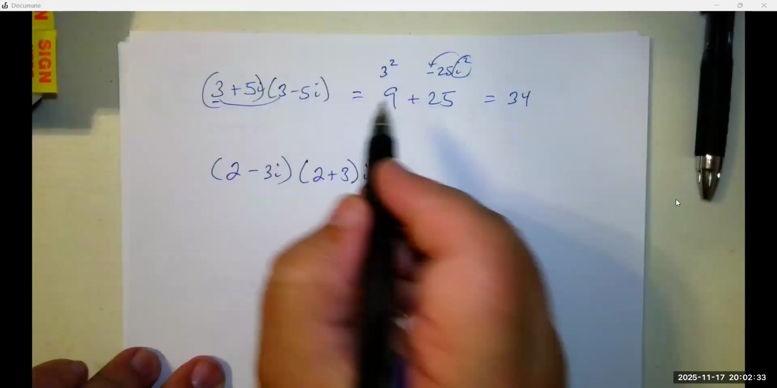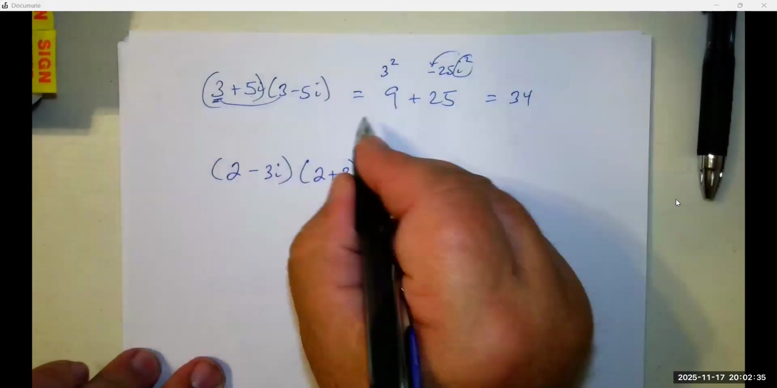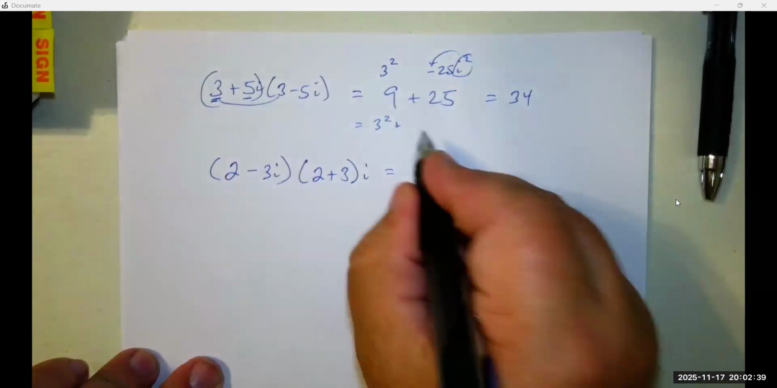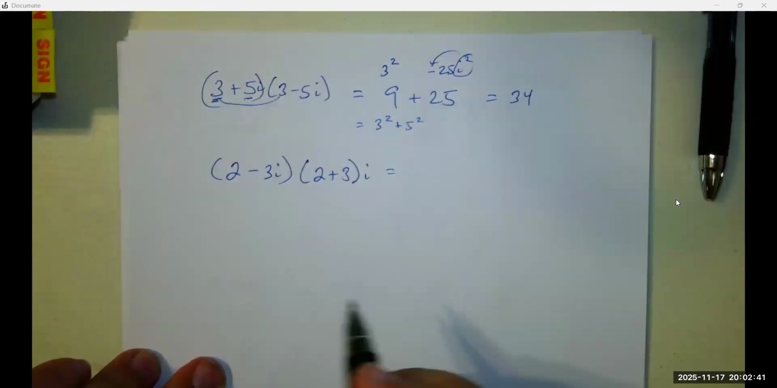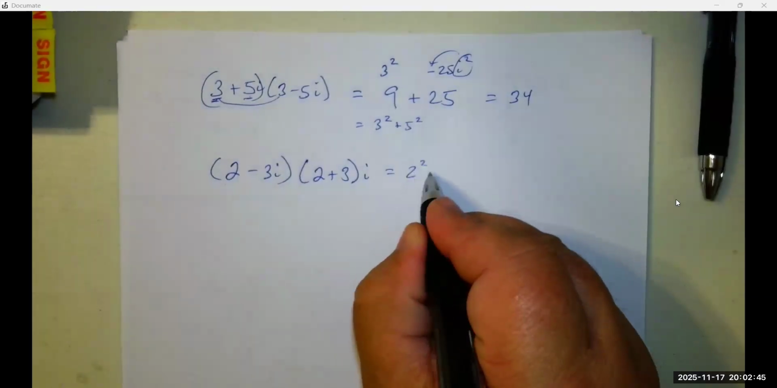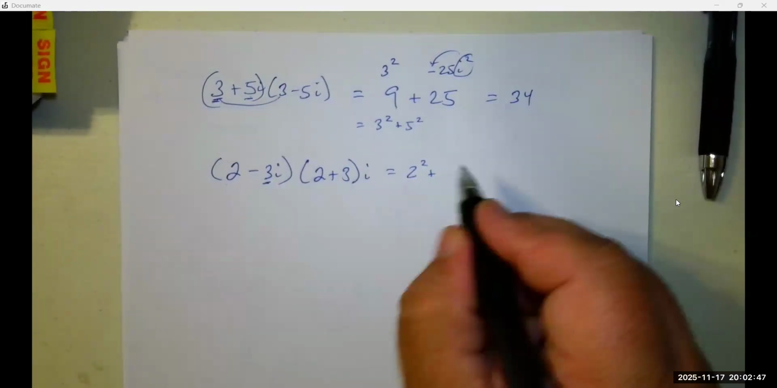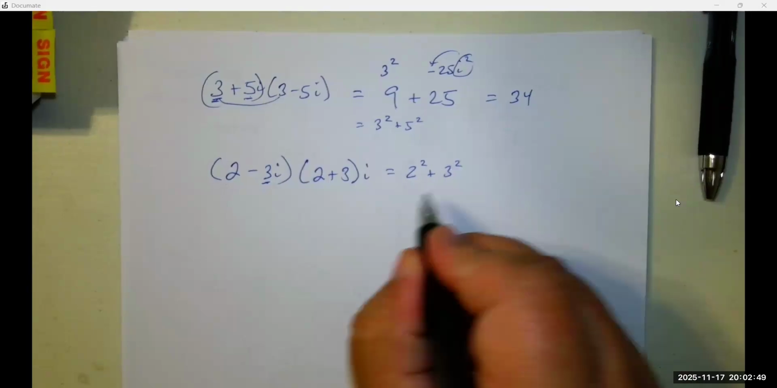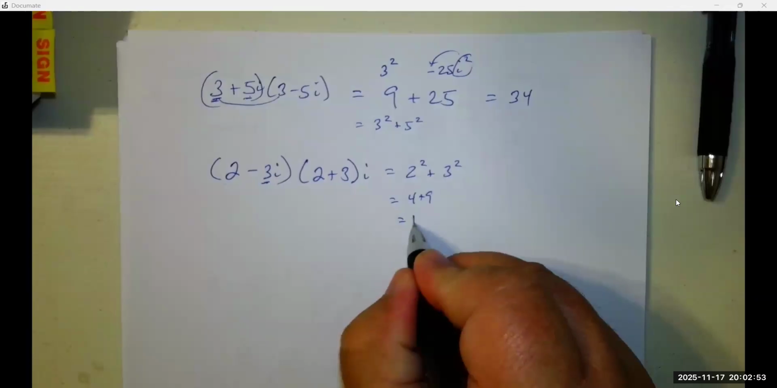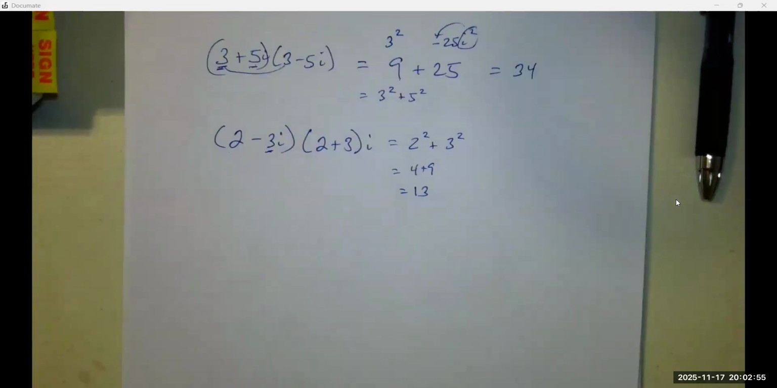So all you have to do for the shortcut is take the first term, square it, plus the second term, square it. So we have 4 plus 9 equals 13.